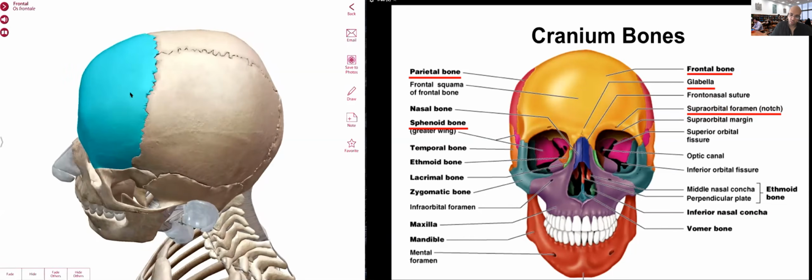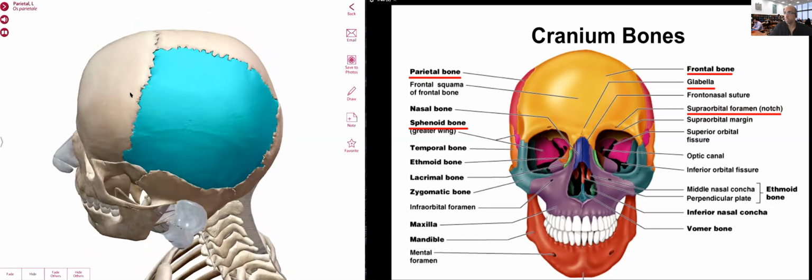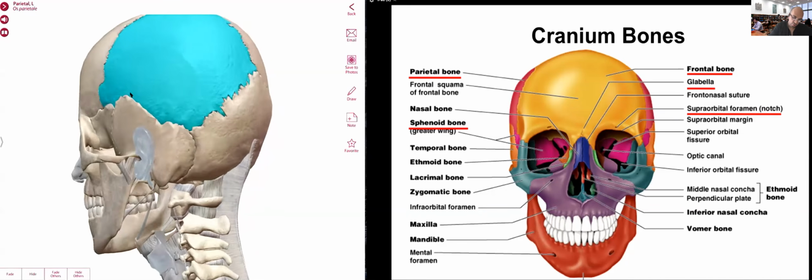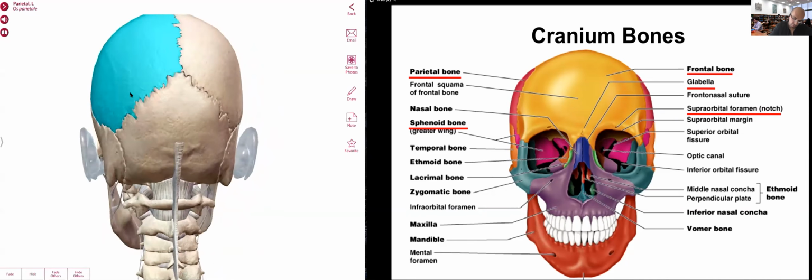All right, for the parietal bone, there are no important landmarks that we need to identify. Moving on to the occipital bone. So let me remove.